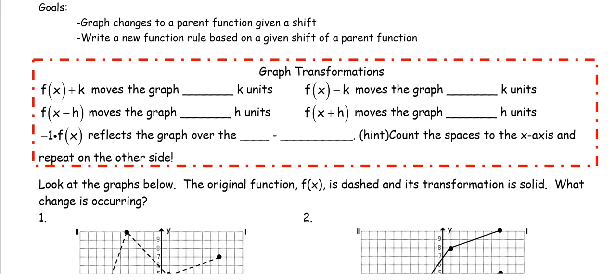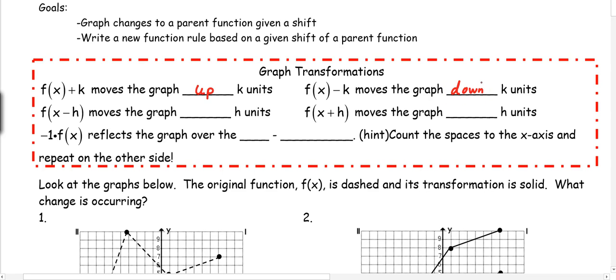This video is about graph changes to a parent function given a shift, and writing a new function rule based on a given shift of a parent function. There are 5 types of transformations that can happen. If you have f of x plus k, that's going to move the graph up k units. If you have f of x minus k, that's going to move the graph down k units.